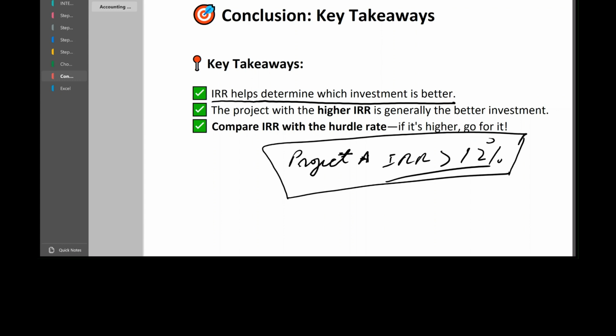And I have a question for you: which project would you choose? We know that project A generates an internal rate of return greater than 12%, which is greater than the hurdle rate, and project B is less than that. So according to the data, we should choose A. But in your case, what do you think? Which one would you choose?